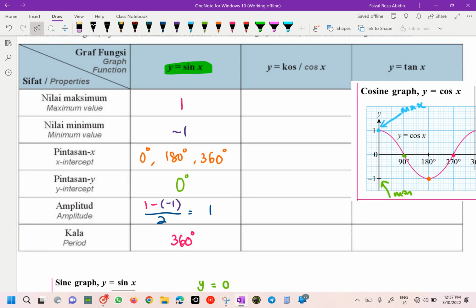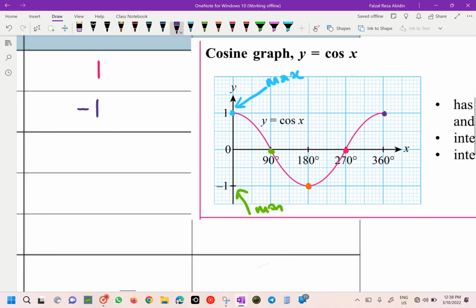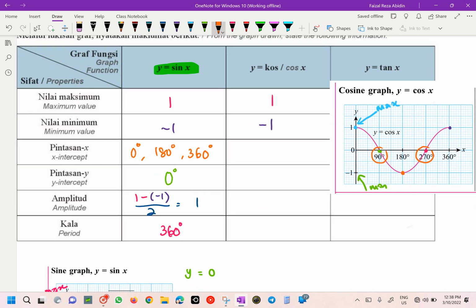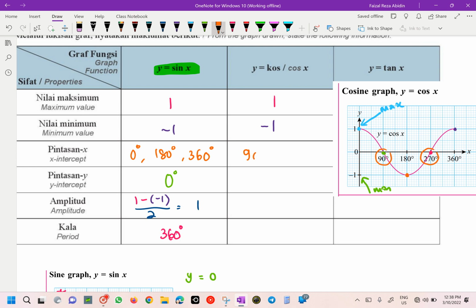Okay, for our cos graph, which one is our maximum value? Minimum value? Same. Okay, you are going to get 1, -1, same. Is it going to be the same with our x-intercept? No, the x-intercept only has 2 there. You are going to have 90 degree and also 270. Okay, that's going to be our x-intercept, 90 degree and also 270.